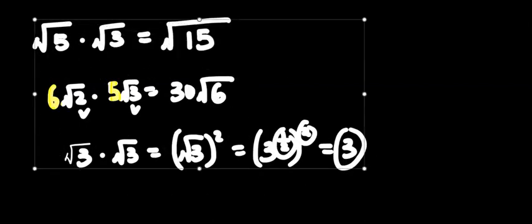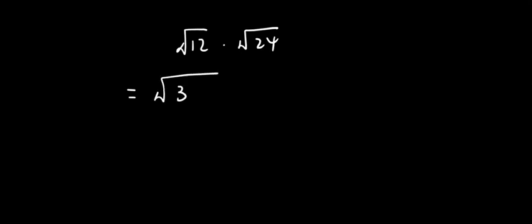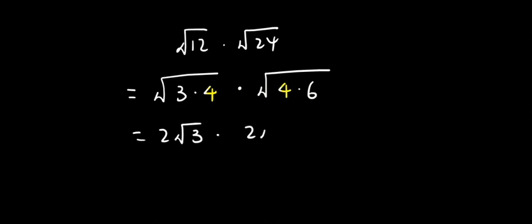How about we have, let's say, square root of 12 times the square root of 24. Now pause this video if you want to try it all by yourself. I'm going to rewrite the square root of 12 as the square root of 3 times 4, and the square root of 24 as 4 times 6. Now, I know 4 can come out as 2. So 2 square root of 3, 2 square root of 6.